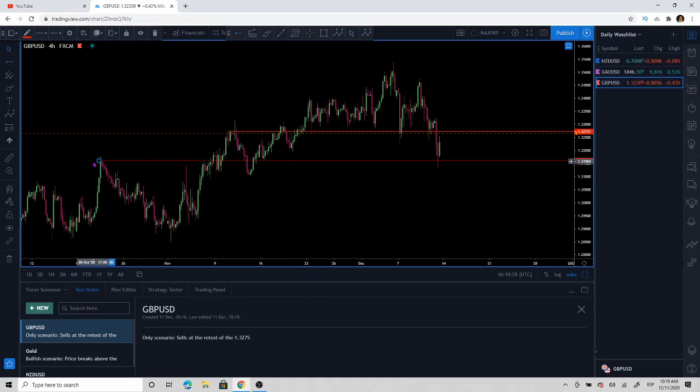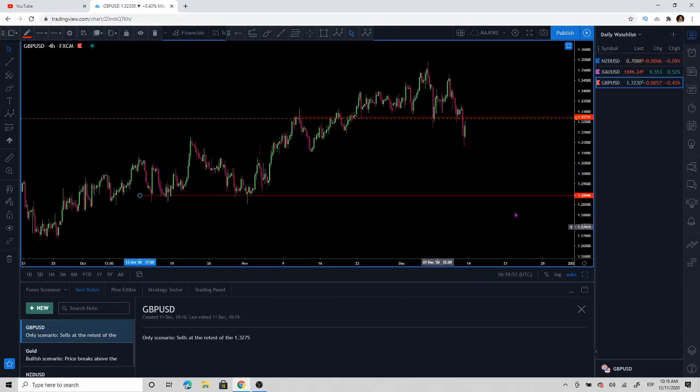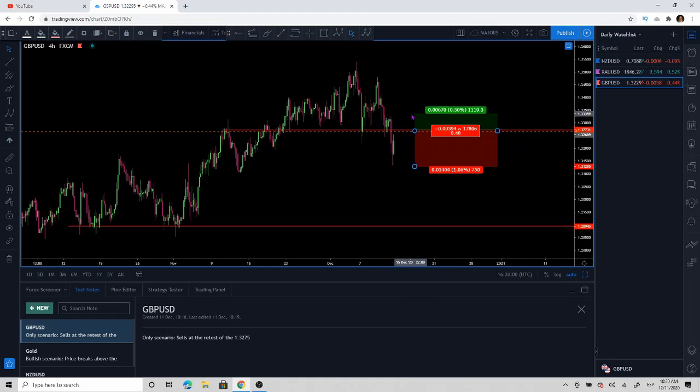We rejected this level right now, and this is why I wasn't too keen on trading a breakout. Why? Because the breakout trade would be here with stop losses here and a negative R, or less than a 1 R. So the next target to the downside should be this. Now, this is a better R for a swing trade.